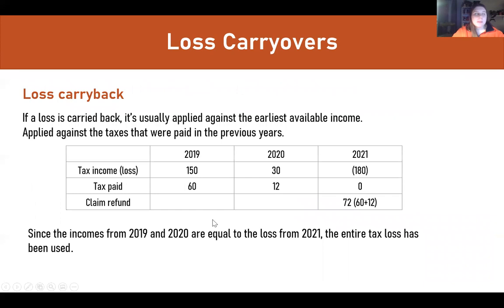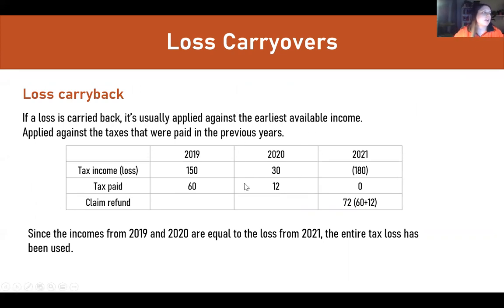So for loss carrybacks, if a loss is carried back, usually it's applied against the earliest available income. Normally when you have a loss carryover, you're always going to want to look first to your previous years, see if you had any taxable income and see if you had any taxes that you paid in previous years, because you want to get your refund as soon as possible. So you apply it against the taxes that were paid in previous years.